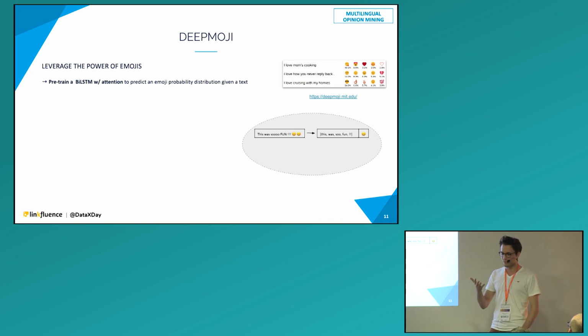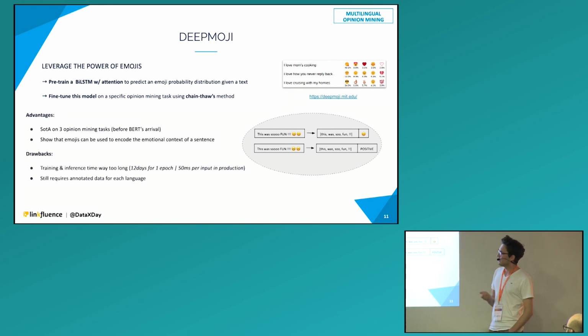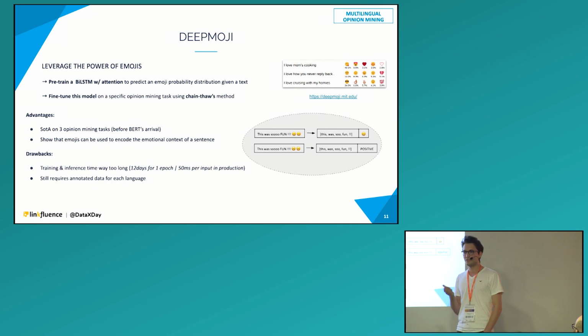Once they pre-trained their model on the 1.2 billion data set, they fine-tuned this model using transfer learning methods, actually the chain-thaw method, which consists in freezing the model one layer by one layer while retraining on the target-specific task. And why is that good? Because first, they achieved the state-of-the-art on 3 opinion mining tasks: sentiment analysis, emotion detection, and sarcasm detection.